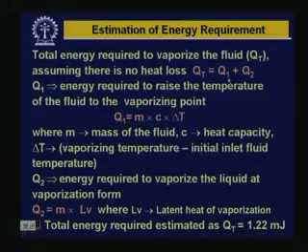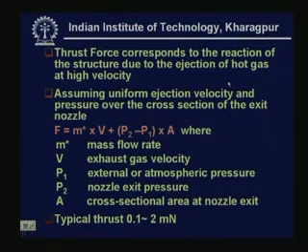So, total QT is equal to Q1 plus Q2. Now, thrust force corresponds to the reaction of the structure due to the ejection of hot gas at high velocity, that we have to calculate, and that is given by F equal to m star multiplied by V plus P2 minus P1 into A, where m star is the mass flow rate, V is the exhaust gas velocity, P1 is the external or atmospheric pressure, P2 is the nozzle exit pressure, and A is the cross sectional area at nozzle exit. Typical thrust obtained out of this micro thruster is 0.1 to 2 millinewton.